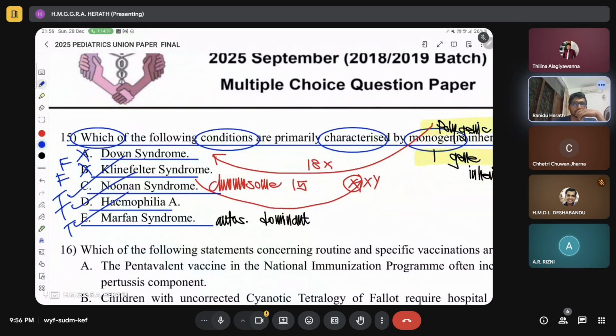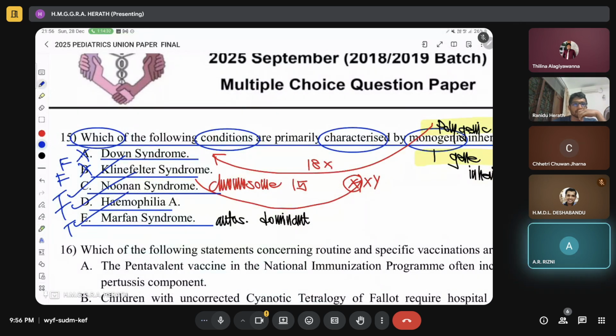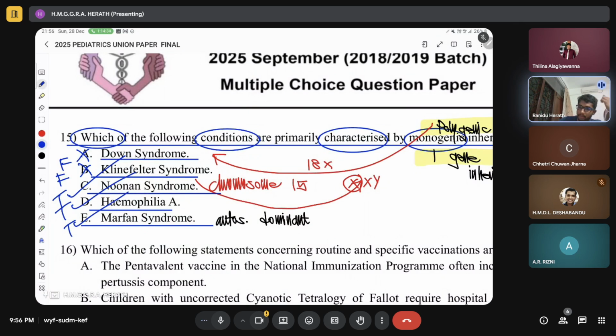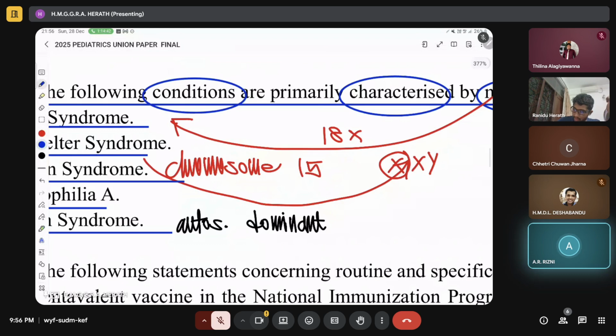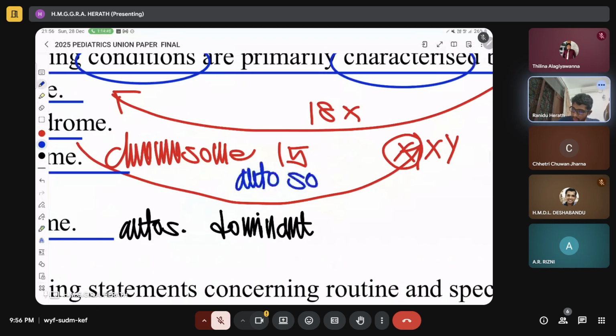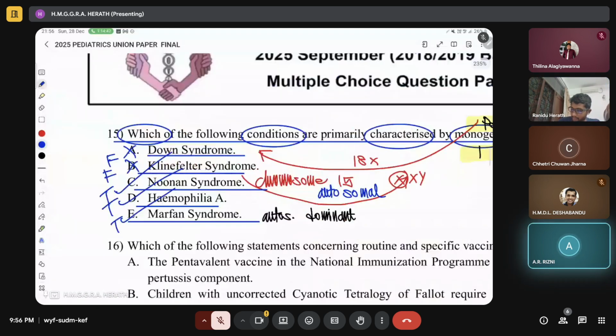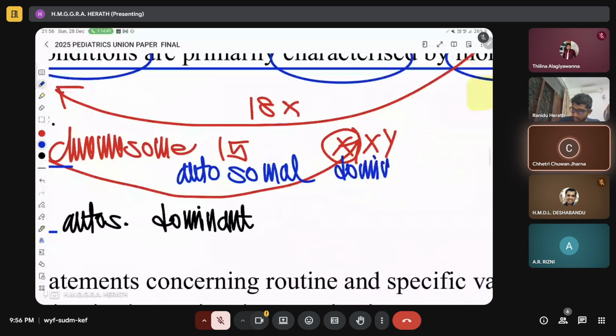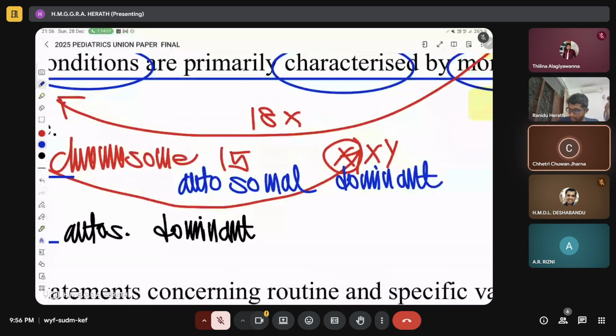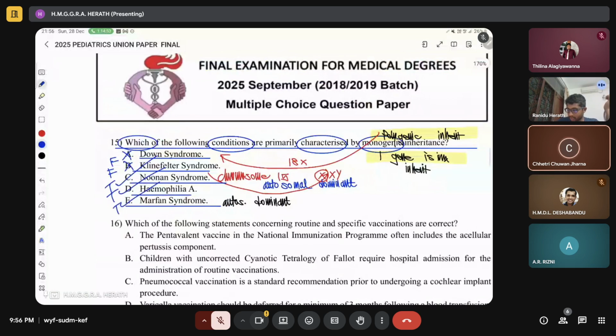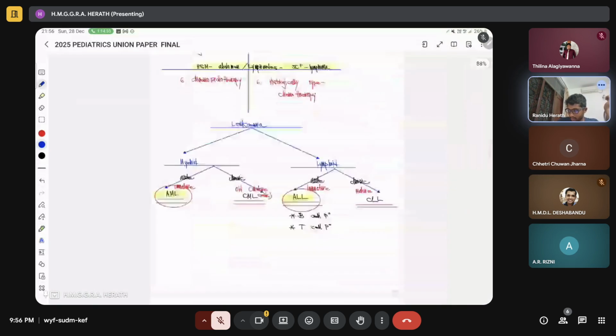Understood? Yeah, I understood what he said. Noonan syndrome is a problem in chromosome 15 and it is an autosomal dominant inheritance. So in that chromosome, only one gene is affected, not the whole chromosome. Whereas in Klinefelter and others, the whole chromosome is affected. So yeah, understood.